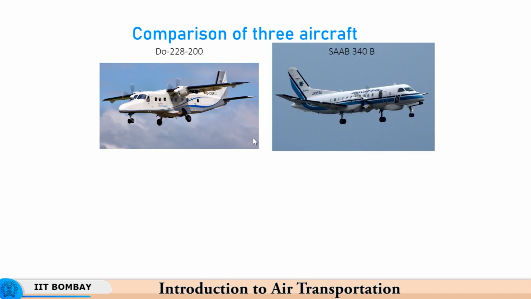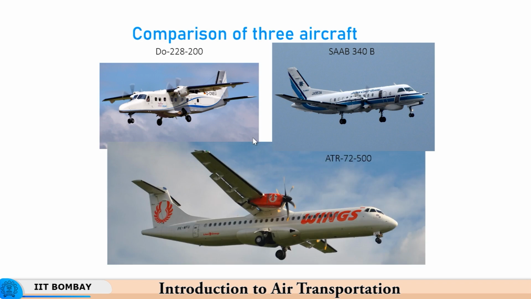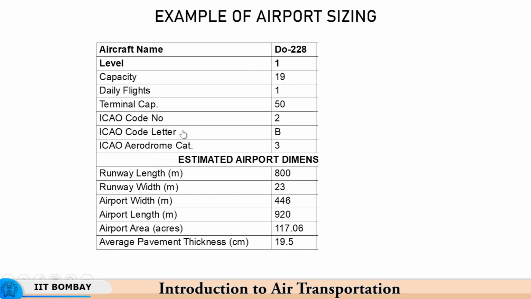If you look at the level 1 airport, which is suitable for the Dornier 228, the one on the top is an assumption. It is assumed that the capacity is 19 passengers, which is true, and there is only one flight per day. If there are 19 passengers, at the max you need 50 people to be handled in the terminal building. An airport that can handle the DO 228 is categorized as code letter B and reference code 3. So, we simply calculated for a classic case that the runway length will be 800 meters, width 23 meters, airport width, airport length, area in acres, and the pavement thickness.